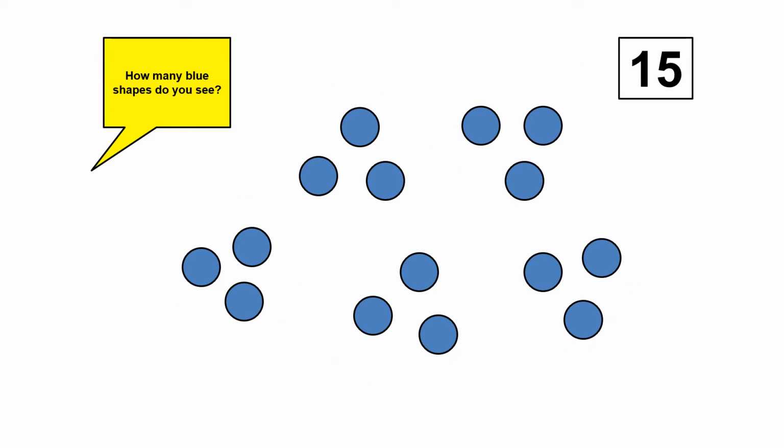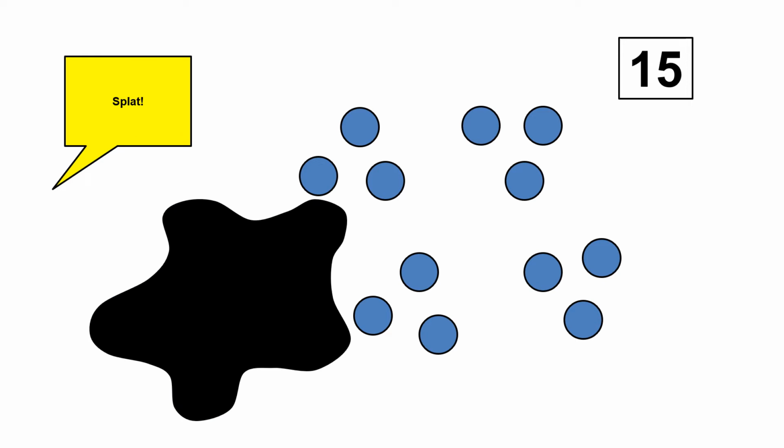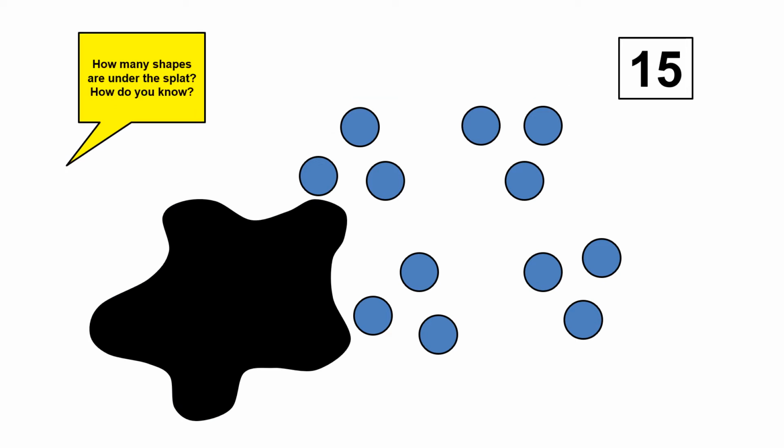Next, a splat will be coming. A splat will hide so many shapes. We want to know how many are hiding and how do you know? How many blue shapes are under the splat? How do you know? How else could you know?